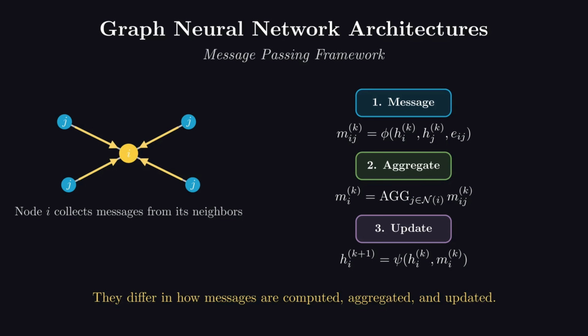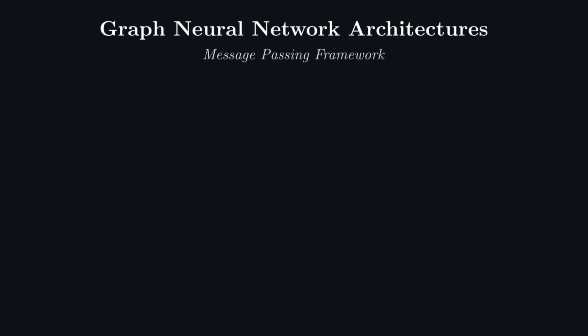The third step is the update. Now node i updates its own representation. The new embedding h_i at layer k plus 1 is computed from the old embedding h_i and the aggregated message m_i. This 3-step structure is the common language behind most GNNs. The architectures we compare next mainly differ in how they define the message, the aggregation, and the update.